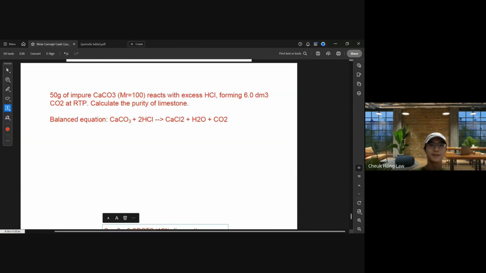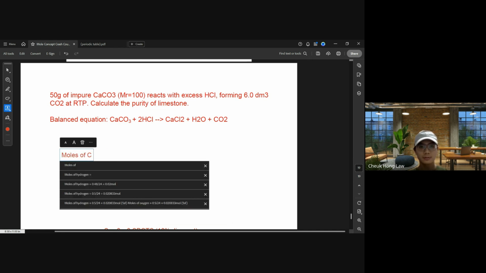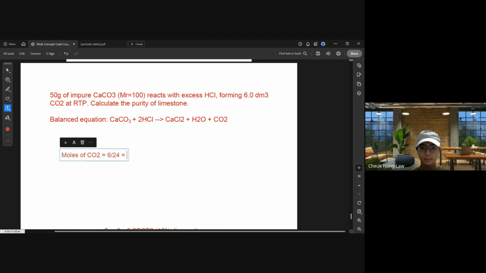So this was the question. 50 grams of impure calcium carbonate reacts with excess HCl, forming 6 dm cube of CO2 at room temperature and pressure. Okay, so for percentage purity, I always want to count the number of moles of the product. What is the product here? CO2, carbon dioxide. So moles of CO2. Okay, I'm given 6 dm cube of CO2. Okay, so that's the volume of gas. So number of moles equals volume of gas divided by 24. So 6 divided by 24 is 0.25 mole.